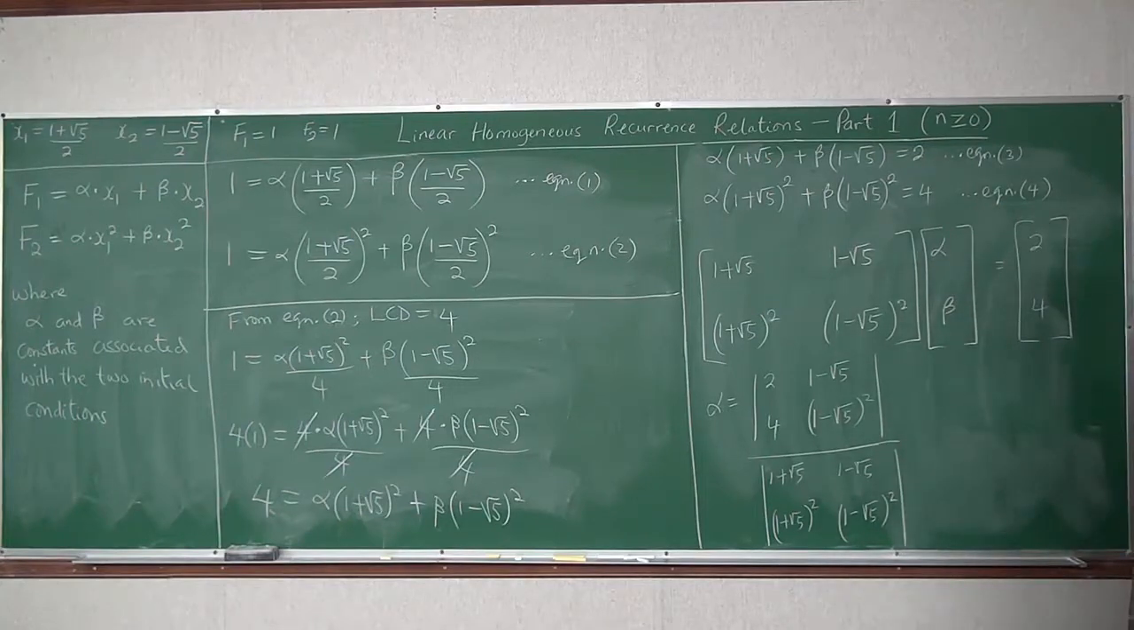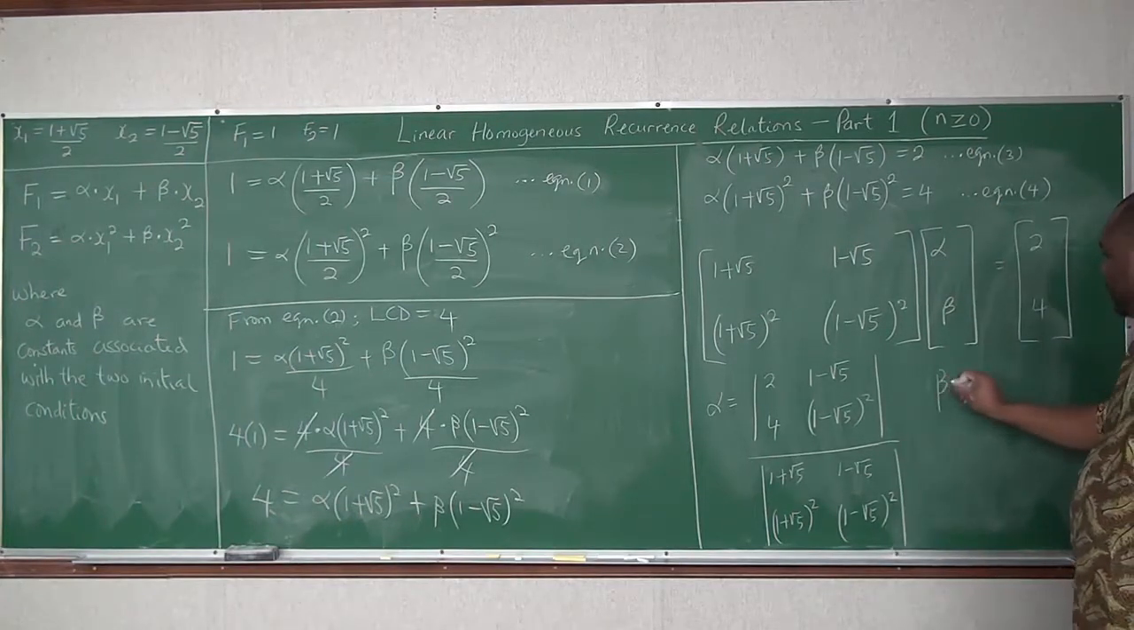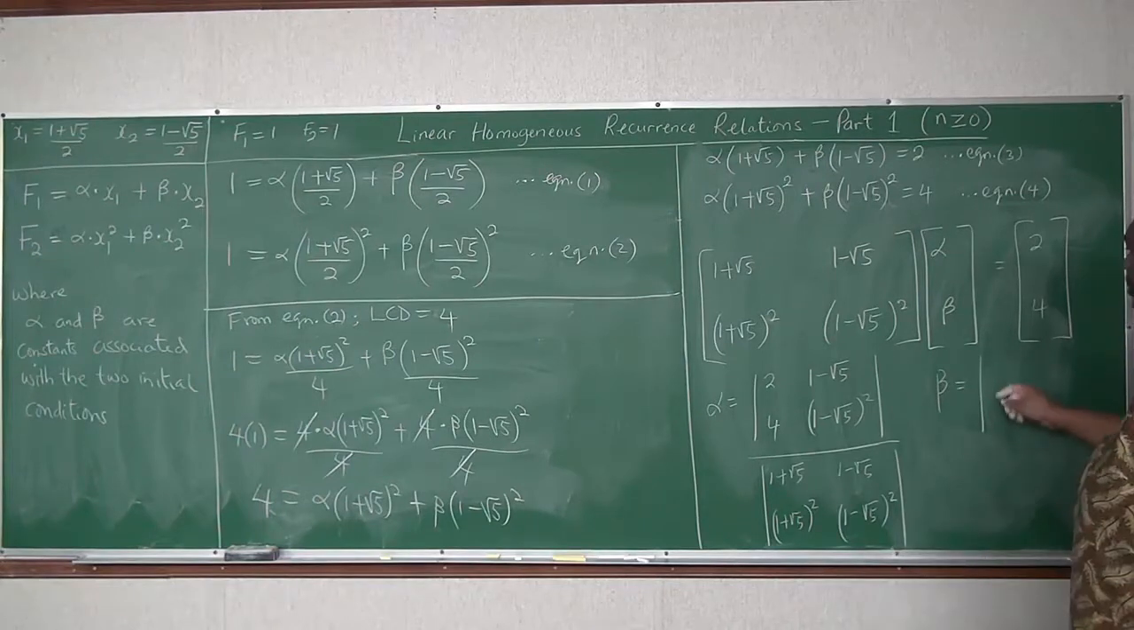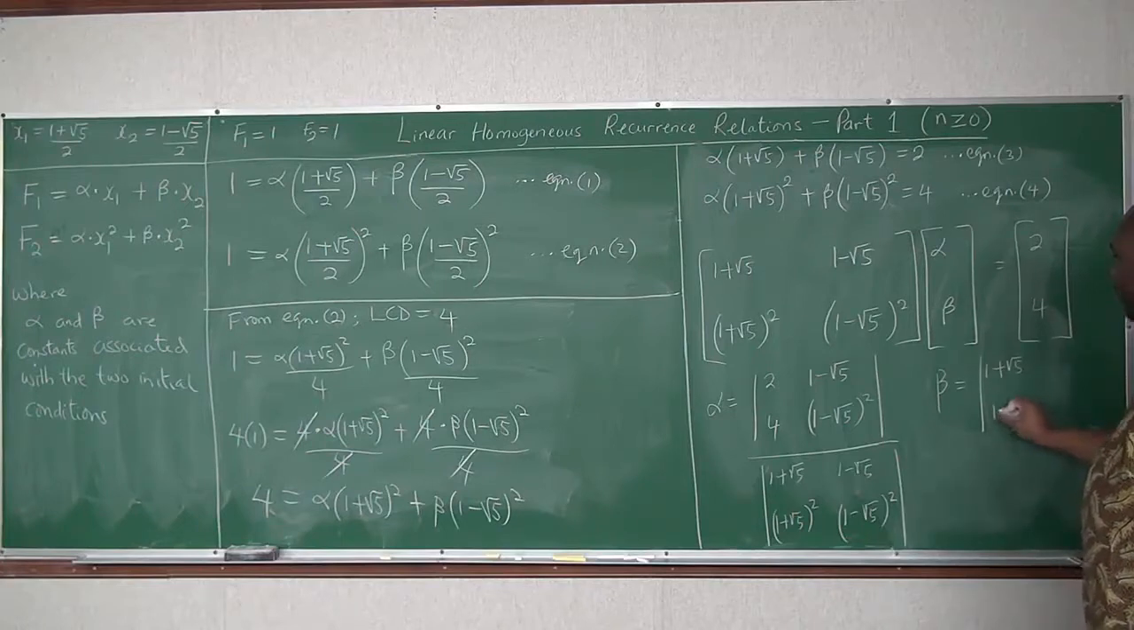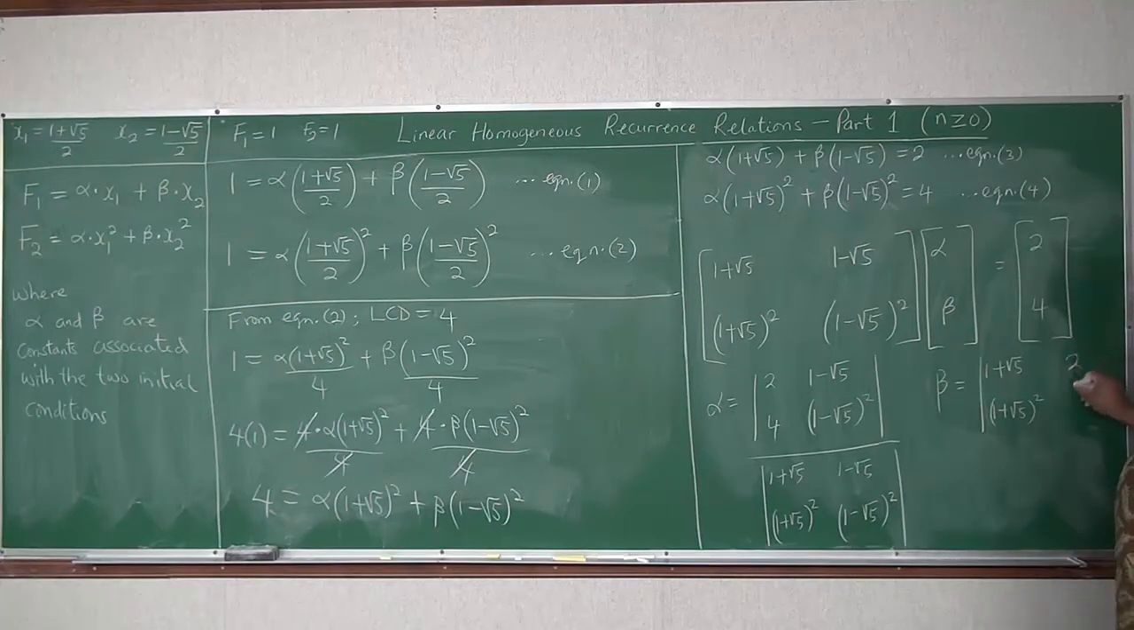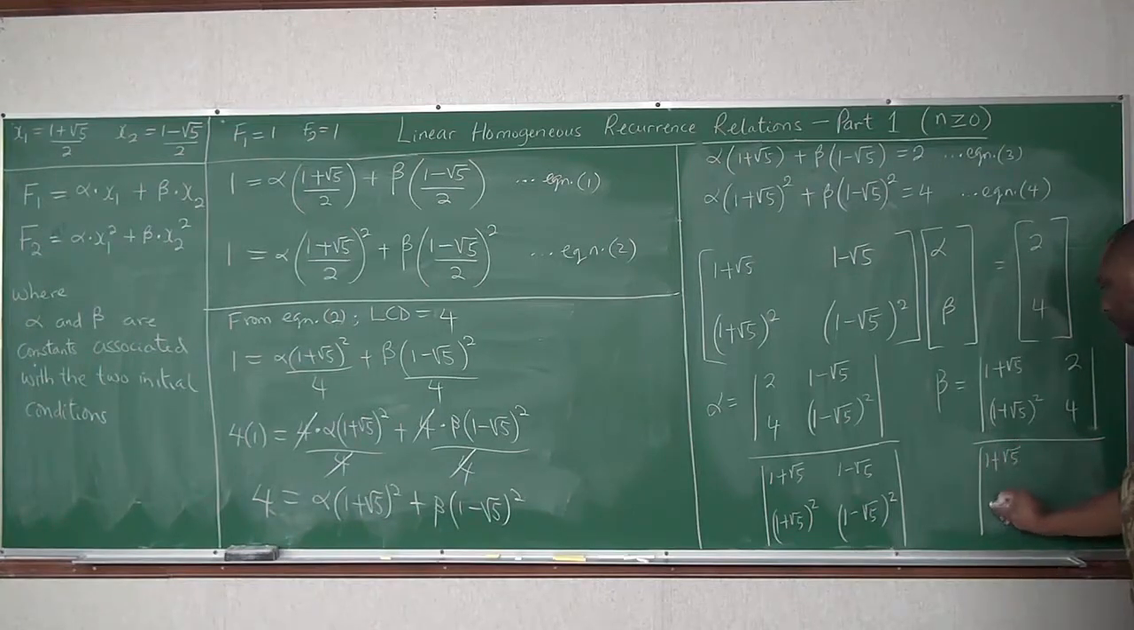This is my alpha. And my beta will be determinant 1 plus root 5, I'm doing it by column, 1 plus root 5 all squared, then 2, 4, all over determinant 1 plus root 5, 1 plus root 5 all squared, 1 minus root 5, 1 minus root 5 all squared.